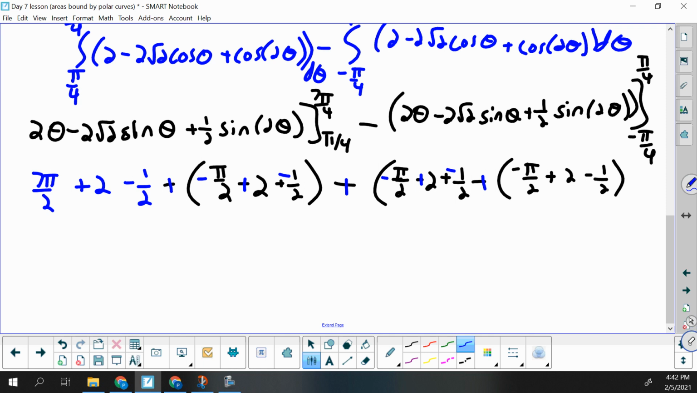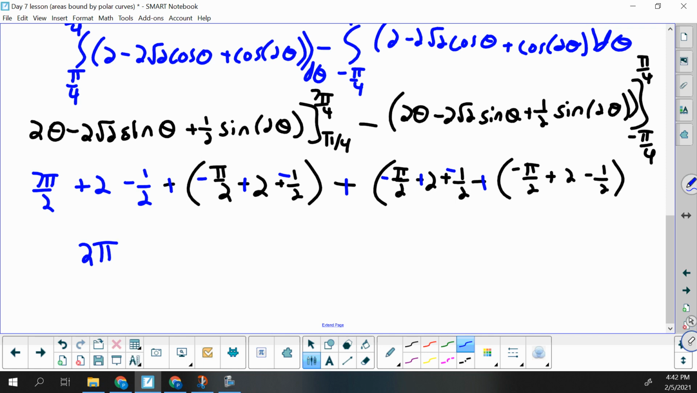So let's do our pi over 2's. We have 7 pi over 2 minus pi over 2. That gives us 6 pi over 2. Minus pi over 2 gives us 5 pi over 2. Minus pi over 2 gives us 4 pi over 2. So 4 pi over 2 gives us 2 pi.